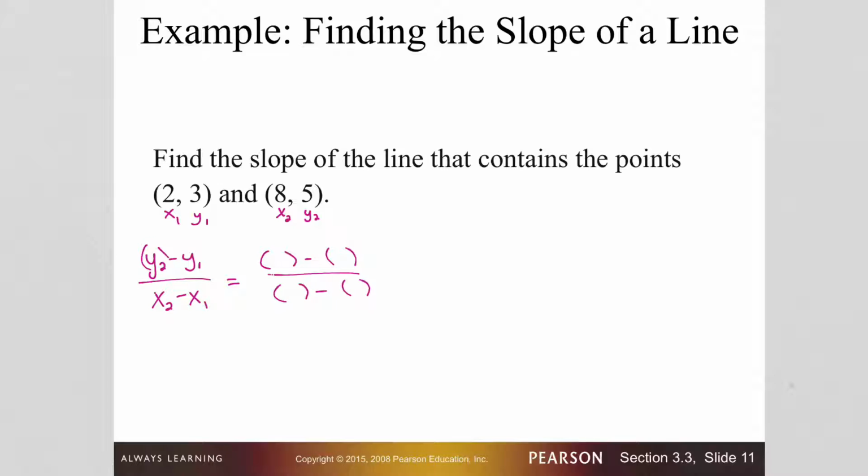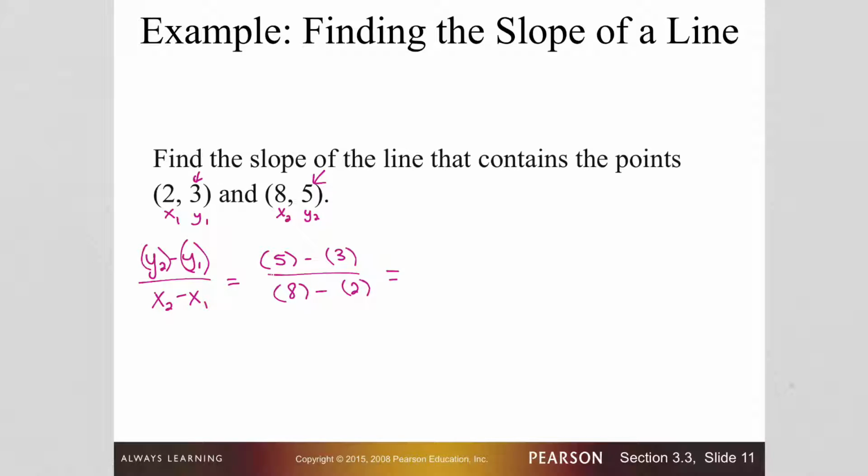So what goes in this position right here? Y sub 2, which is 5. What goes in this position right here? It's y sub 1, which is 3. The bottom left is x sub 2, so I'm going to put an 8 in there. And the bottom right is x sub 1, which is 2. Now I'm going to do the math. Again, because of positive numbers, this isn't difficult math, but sometimes people get confused with negatives.